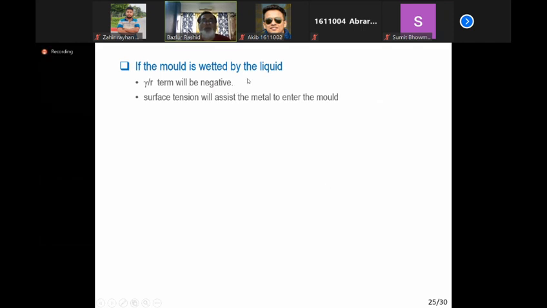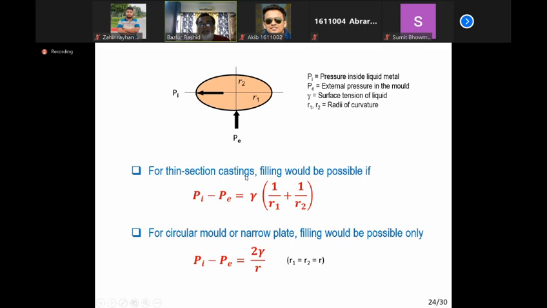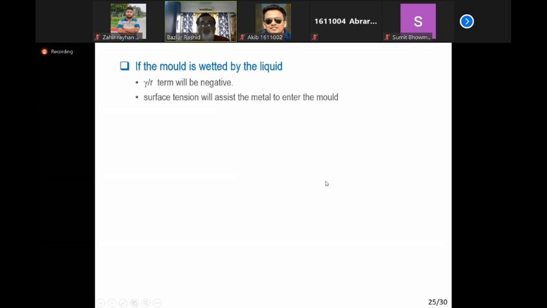So if the mold is wetted by the liquid, that means wetting means there is no resistance. In that case, this term becomes negative. If this term becomes negative, then if we move this from the right side to the left side, it becomes positive. So Pi plus this term. That means it is helping the liquid to enter into the mold. So if the liquid metal wets the mold, this term becomes negative and the liquid metal can easily enter into the mold cavity.